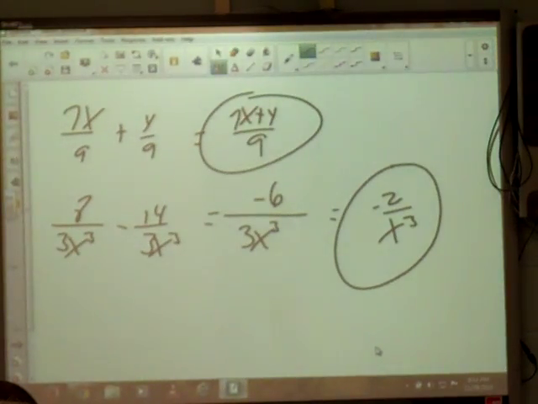Now remember yesterday when we were doing the ninja math stuff, if it's a binomial or a trinomial, you can't pick it apart. But that thing where the negative 6 is, that's a monomial, so you can always reduce monomials. Yippee, yippee, yippee.